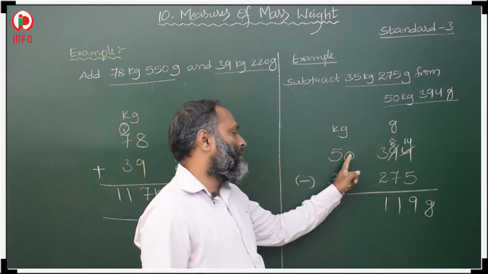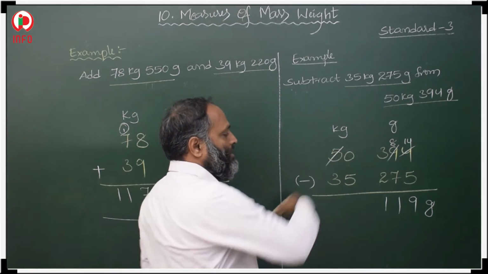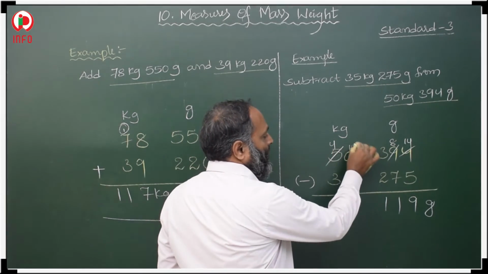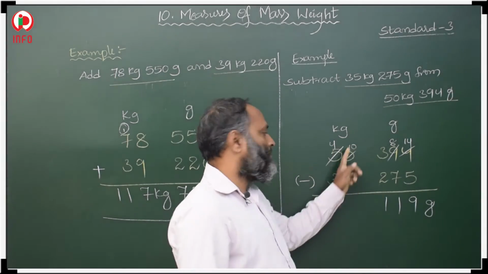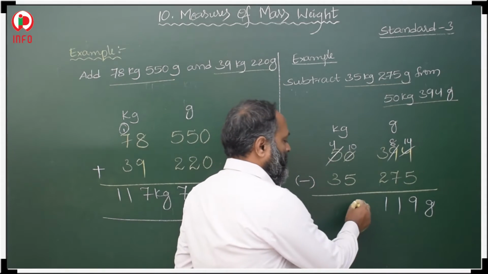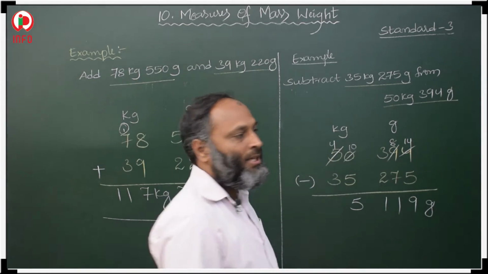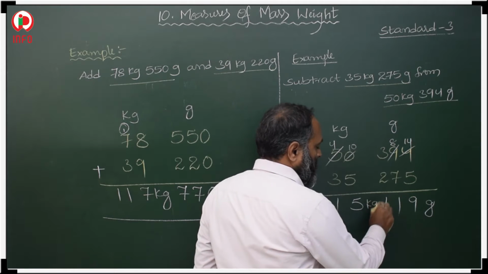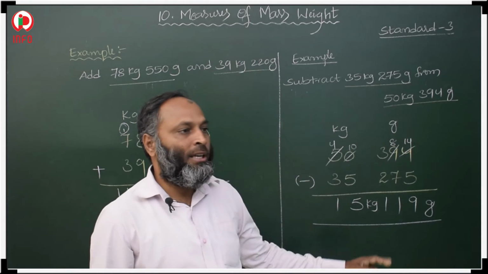Then kilograms, 0 minus 5: smaller minus bigger, we cannot subtract. From the tens place we take 1 ten as borrow, so 4 tens are left, and 1 ten is 10, 10 plus 0 is 10. 10 minus 5 means we count from 6 to 10: 6, 7, 8, 9, 10. It is 5. Then 4 minus 3. These are consecutive numbers, the difference is 1. It is in kgs. So what is the difference here? 15 kgs 119 grams.